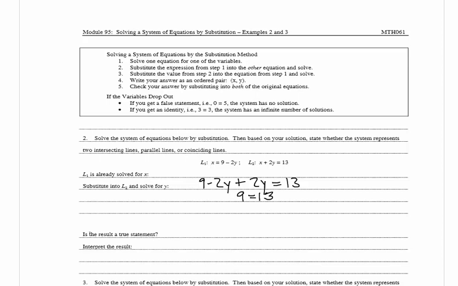They ask us, is this a true statement? And the answer is no. We can see that 9 is not equal to 13. Then they want us to interpret the results. Since 9 is not equal to 13 and we do not have a true statement, the system has no solution.